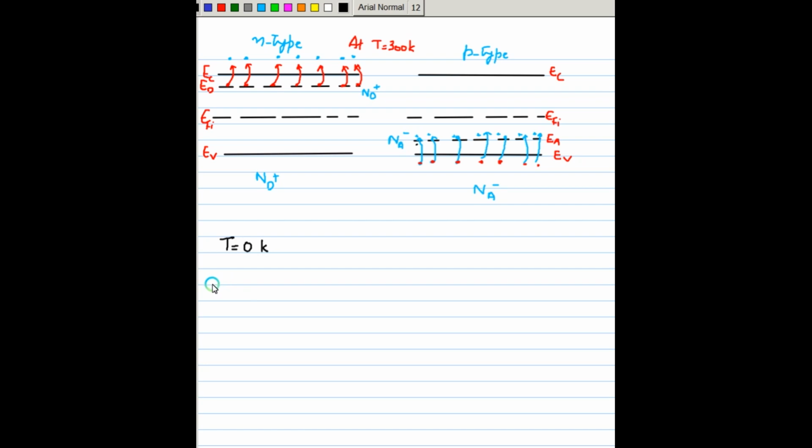When temperature is 0 Kelvin, what will happen? The first thing is there will be no thermal energy. So wherever the electrons are, electrons will stay wherever they are.